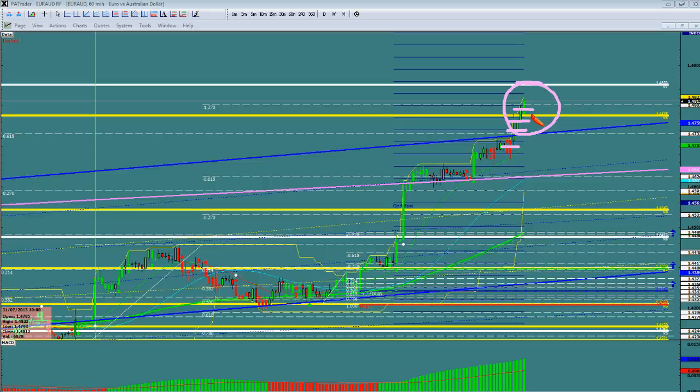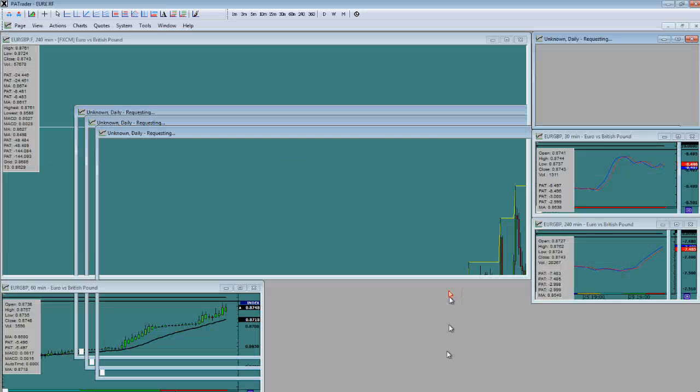The traders who traded it last night on the Euro Aussie made an average of 75 pips on the trade yesterday. The day before, they made an average of 200 pips, folks. So lots of trades, lots of money being made here. All right, euro pound one more time.